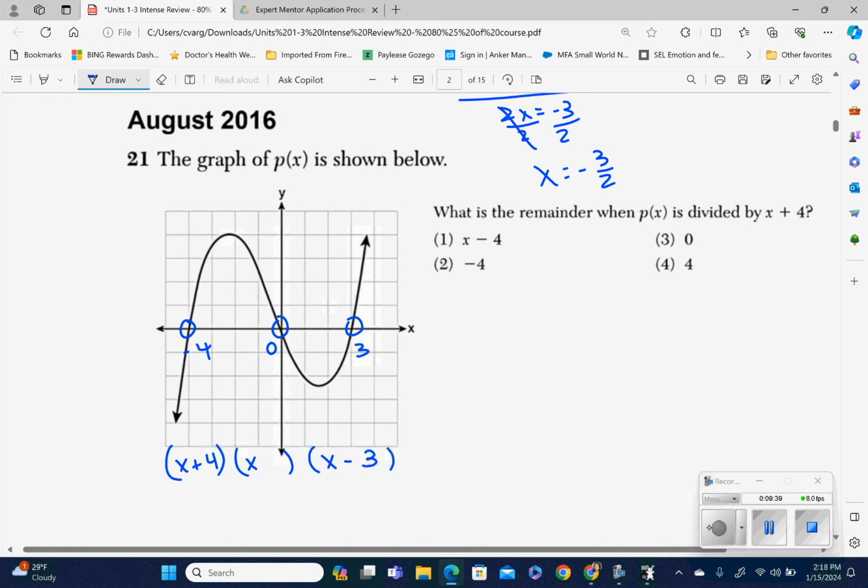So now it says, what is the remainder when p of x is divided by x plus 4? Since x plus 4 is one of my factors, my remainder is going to be 0. Remember what a remainder is. It's a factor if the remainder equals 0. If it's not 0, if it's any other number, then it's not a factor.